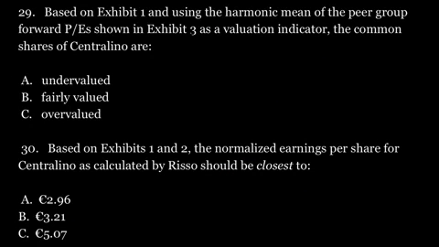29. Based on Exhibit 1 and using the harmonic mean of the peer group forward PEs shown in Exhibit 3, as a valuation indicator, the common shares of Centralino are. Well, we first of all got to figure out what the harmonic mean is. Remember, we inverted, so it's our N on top. How many companies did we have? We had 5. Over, and it's the inverse of the PEs.